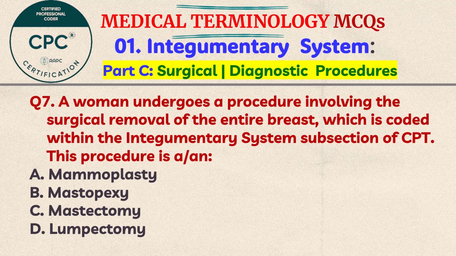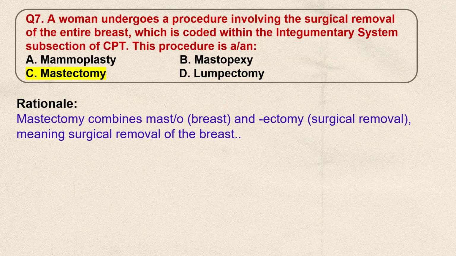Question number 7. A woman undergoes a procedure involving the surgical removal of the entire breast, which is coded within the integumentary system subsection of CPT. This procedure is an A. Mammoplasty, B. Mastopexy, C. Mastectomy, D. Lumpectomy. Think the answer. The correct answer is C. Mastectomy. Mastectomy combines the term masto, that means breast, and ectomy, that is surgical removal, so meaning surgical removal of the breast.